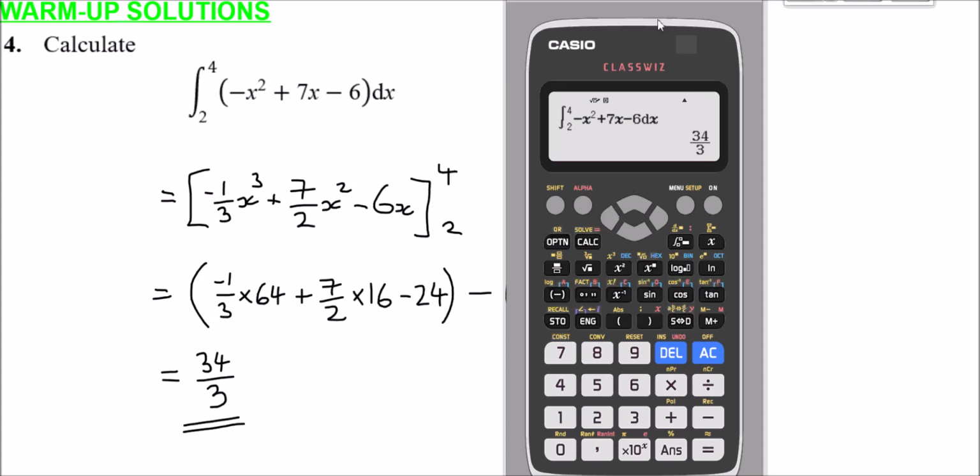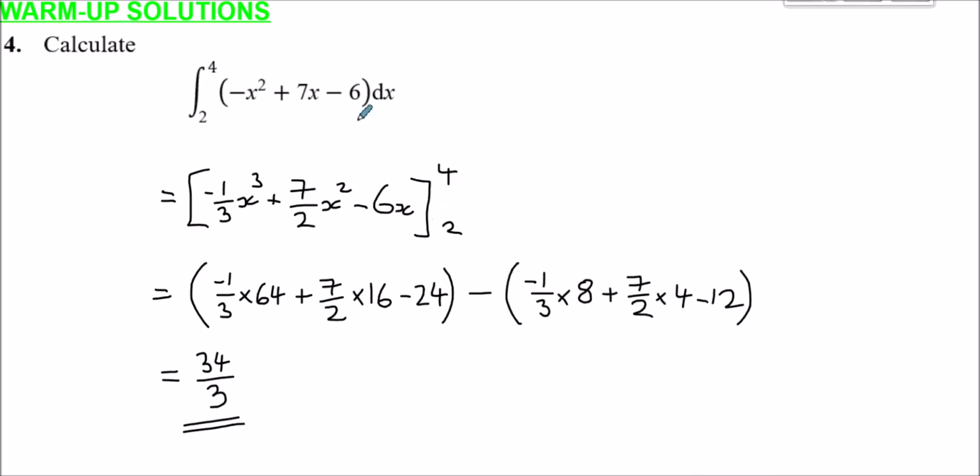Couldn't be easier. Well, it could. I suppose it could be 1 plus 1, but you're not going to have 1 plus 1 in an A-level exam. So there are warm-up questions completed. Now let's move on to the main course.